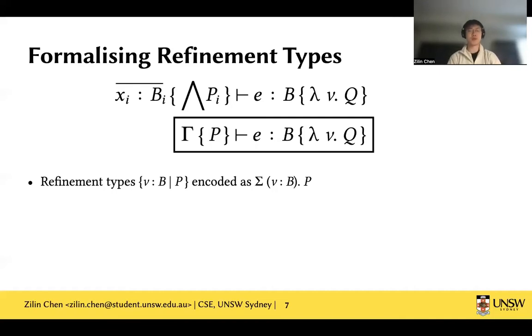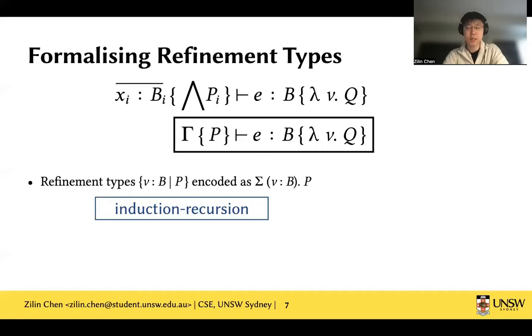Traditionally, if we want to encode a refinement type in a dependently typed language, the most obvious way to do it is to encode it as a sigma type. It, however, introduces some difficulties in the encoding, and some more advanced techniques are needed. For example, induction recursion, which makes the formalization difficult to work with.